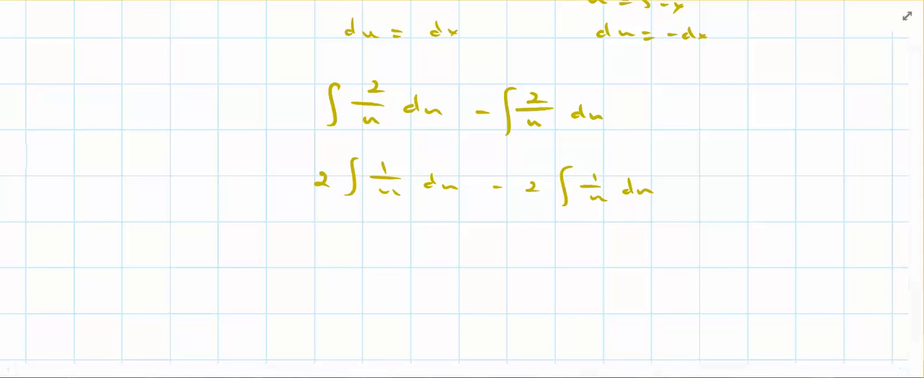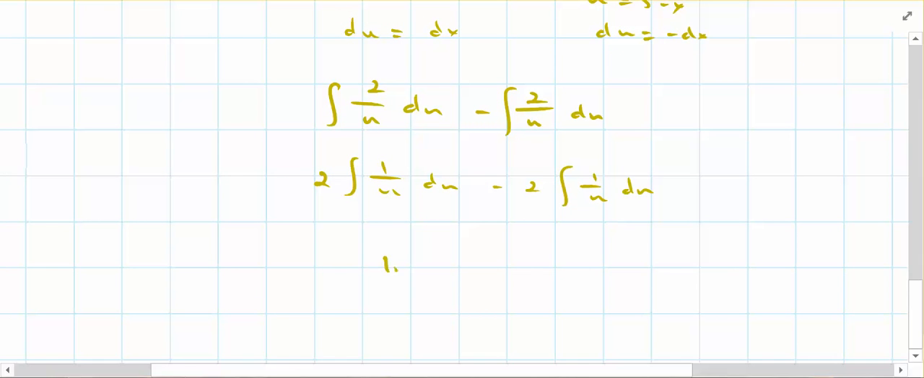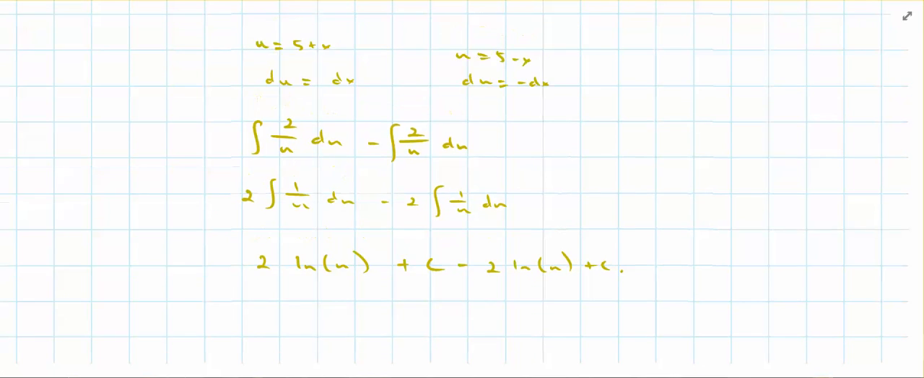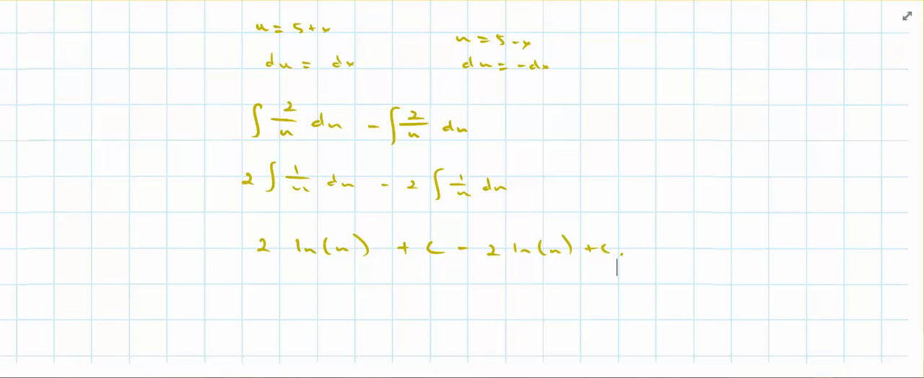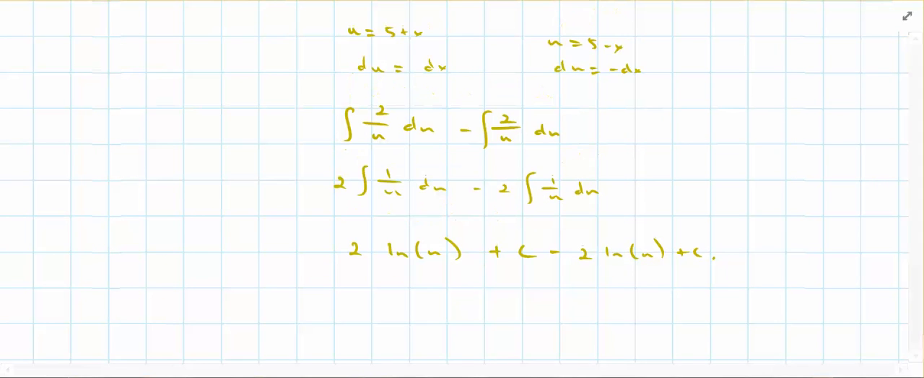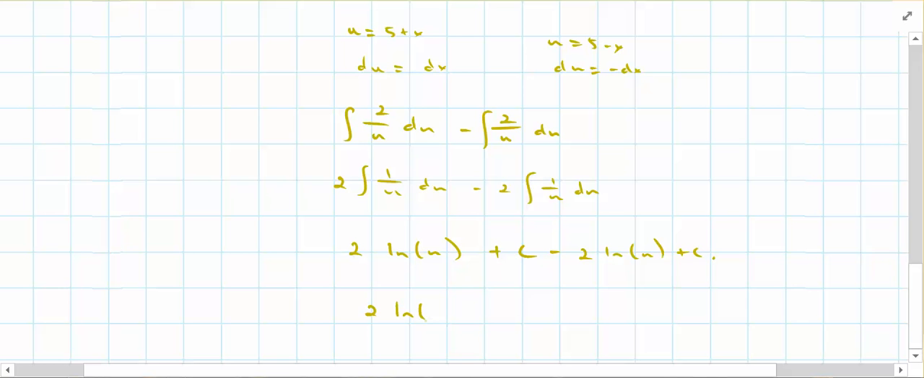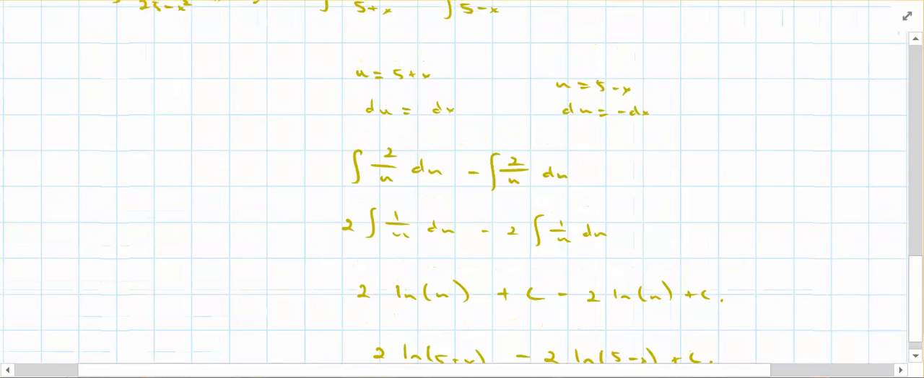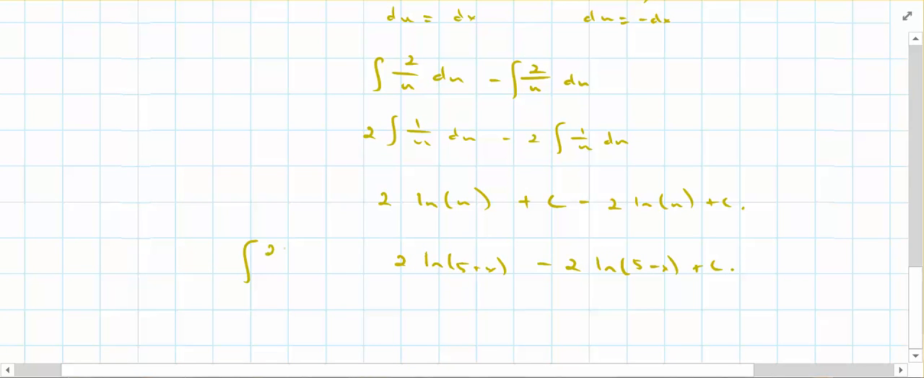Writing this out, you get 2 times the integral of 1 over u du minus 2 times the integral of 1 over u du, and now you find the antiderivative of 1 over u, which happens to be ln of u. 2 times ln of u plus C minus 2 ln of u plus C. And now you substitute in the u's from before, and you have found the antiderivative. Now you will write this as 2 ln of 5 plus x minus 2 ln of 5 minus x plus C. And you have now found the antiderivative of 20 over 25 minus x squared dx.